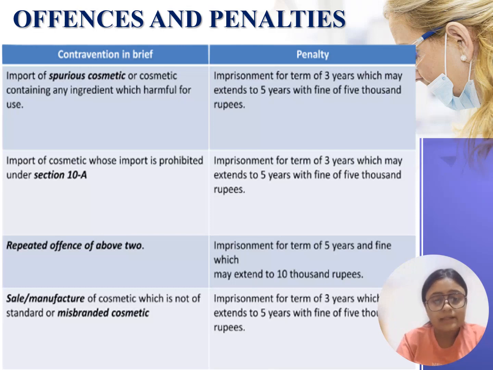If cosmetics whose import is prohibited under Section 10A are imported, then the penalty will be imprisonment for a term of 3 years, which may extend to 5 years, with a fine of 5,000 rupees. And if the above two contraventions are repeated, then the penalty will be imprisonment for a term of 5 years and a fine which may extend to 10,000 rupees. For the sale and manufacture of any cosmetic which is not of standard or is a misbranded cosmetic, the penalty will be imprisonment for a term of 3 years, which may extend to 5 years, with a fine of 5,000 rupees.